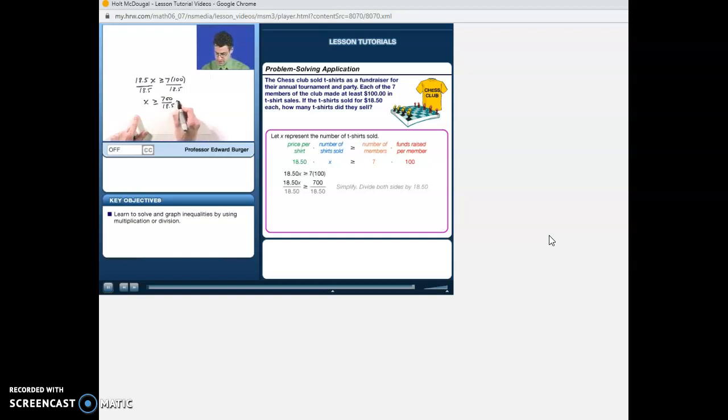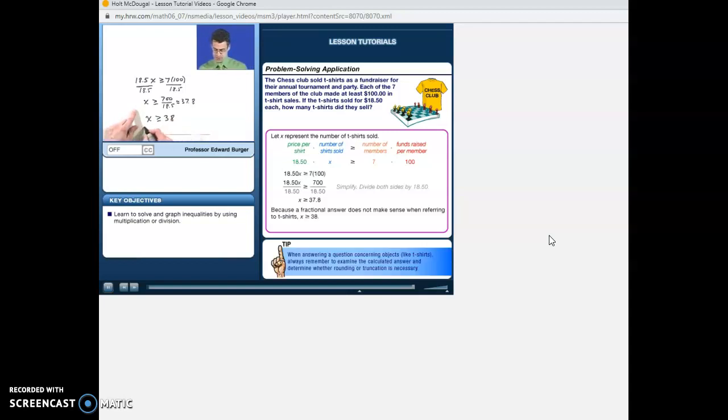Which if we work it on the calculator is 37.8. So x is going to be greater than or equal to 37.8. X represents the number of t-shirts. Of course, we can't have fractional parts of t-shirts, so we have to have x being greater than or equal to 38. So we can say they sold at least 38 t-shirts, possibly more, but at least 38 t-shirts.